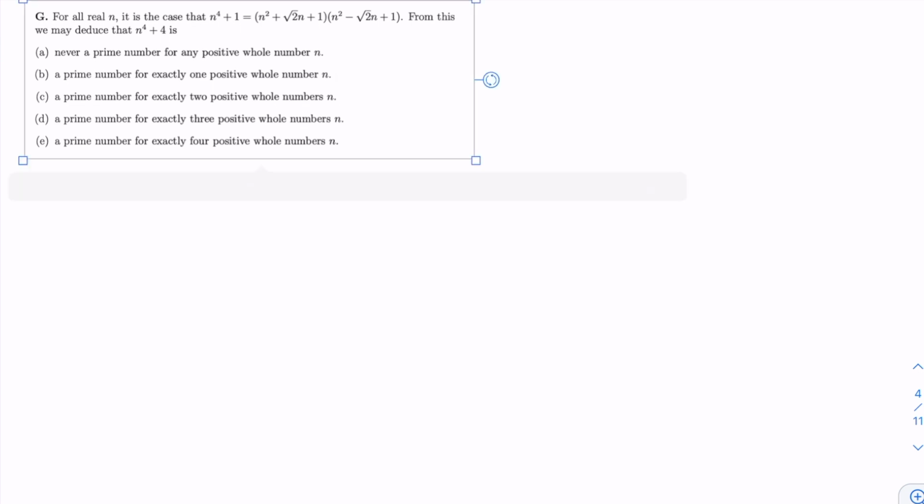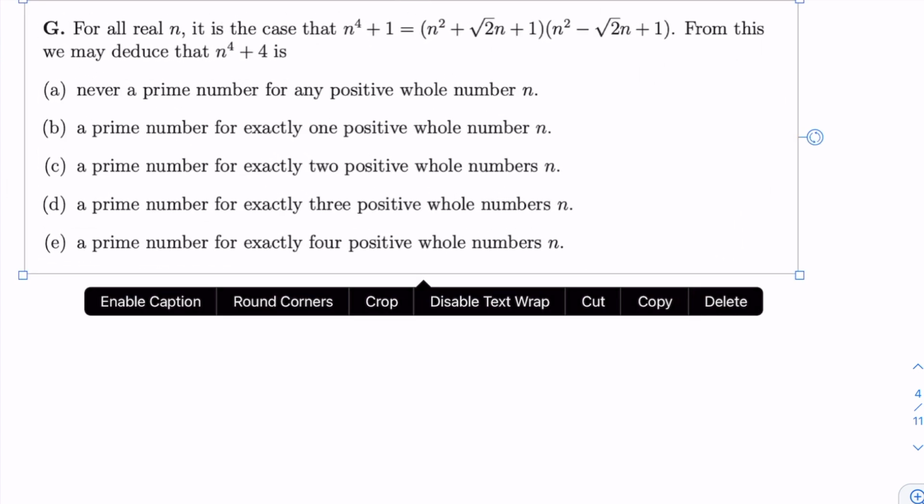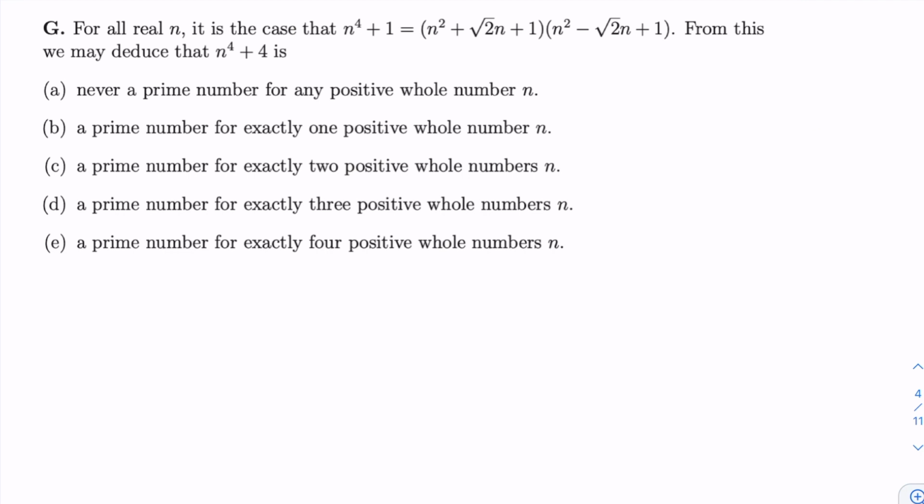So let's look at this problem here. This is actually a very famous expression in a lot of number theory classes, probably at the college level, not necessarily on the high school level. And we have this factor, and we want to say plus 4. I don't know how this is related.